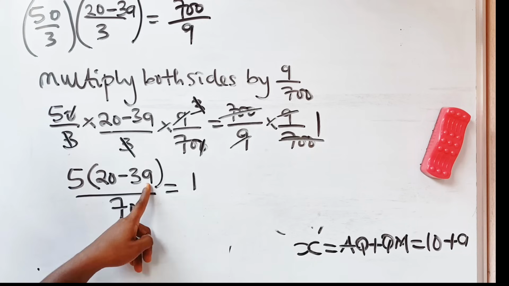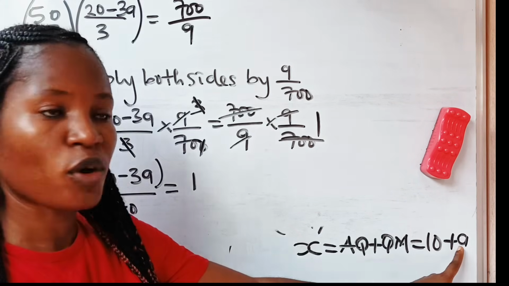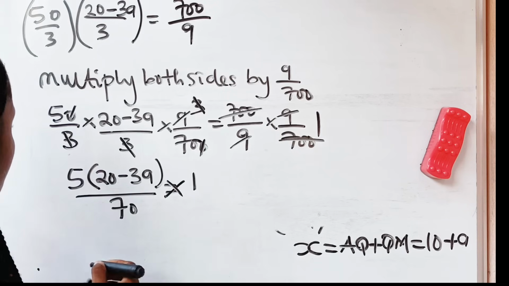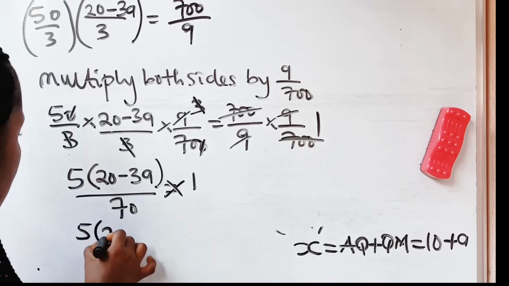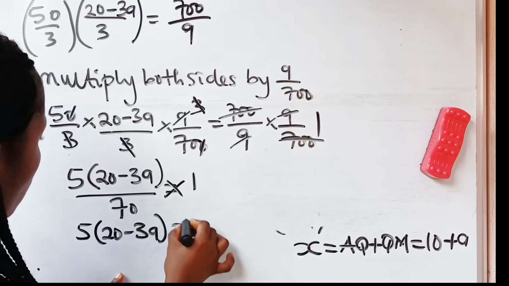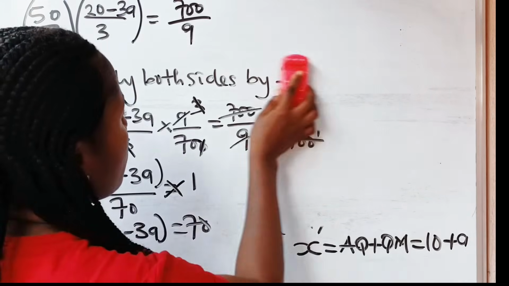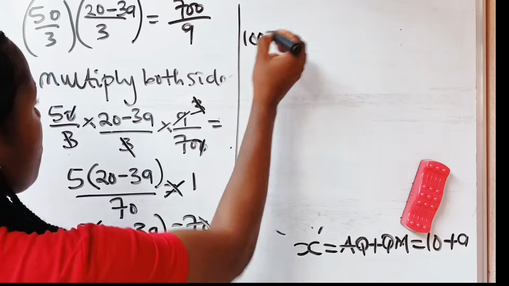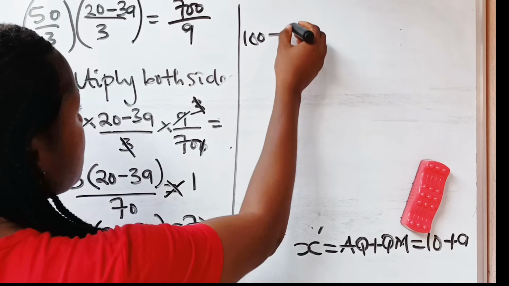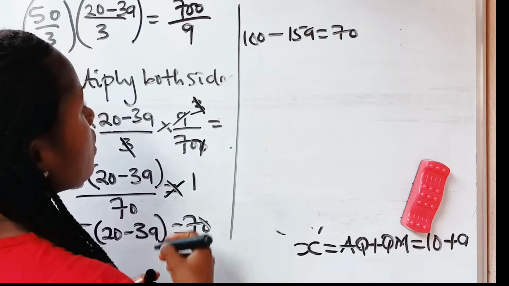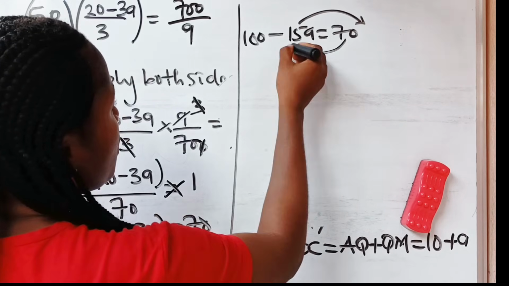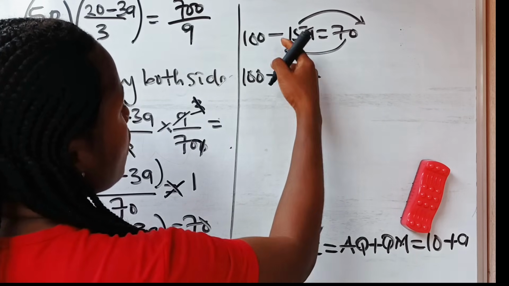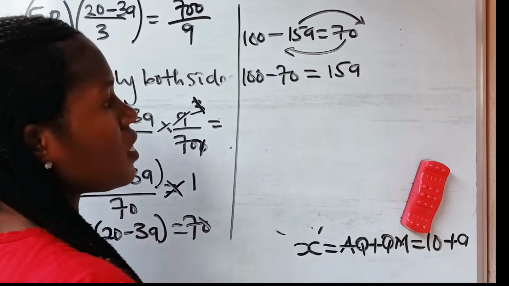All right, remember that once we get a, we have gotten what we are looking for. Okay, so sit put, we are almost there. Now we cross multiply. If we cross multiply, we have 5 brackets 20 minus 3a is equal to 70. So 5 times 20 is 100 minus 5 times 3a is 15a is equal to 70. So let's take this to this side and bring this in. If we do that, we have 100 minus 70 is equal to 15a.